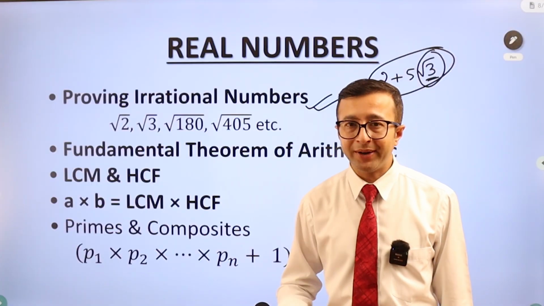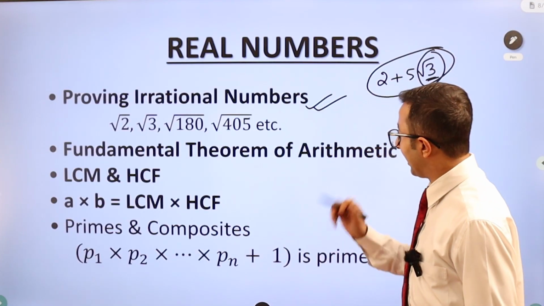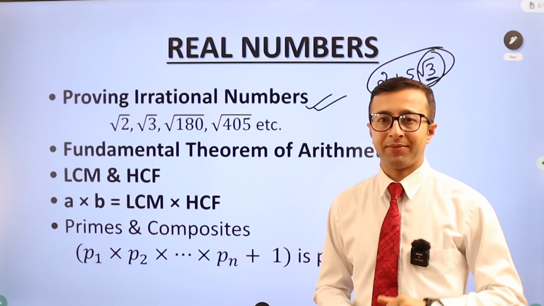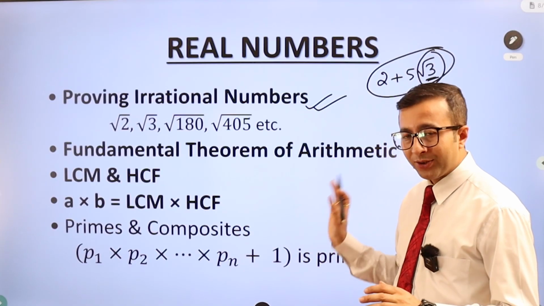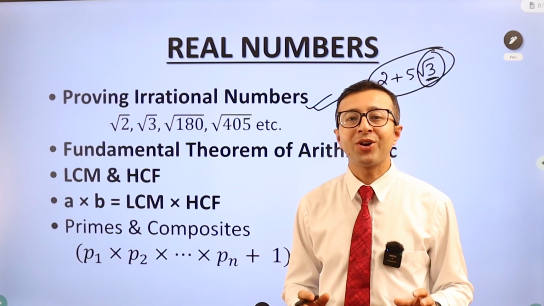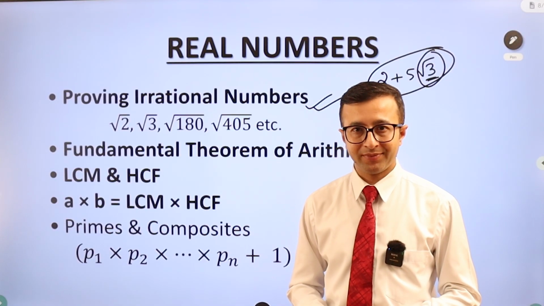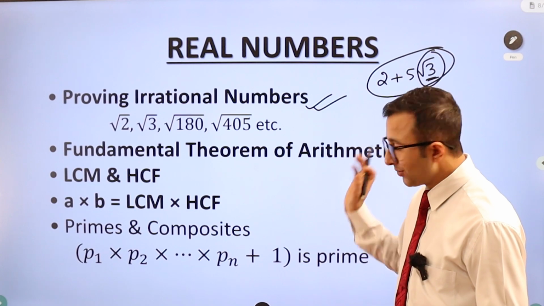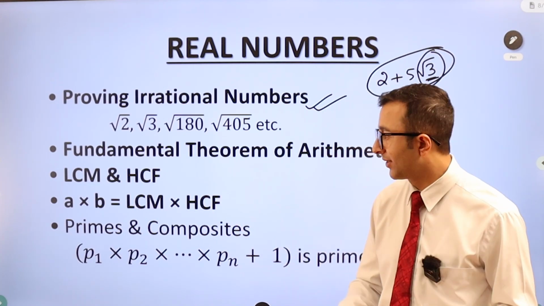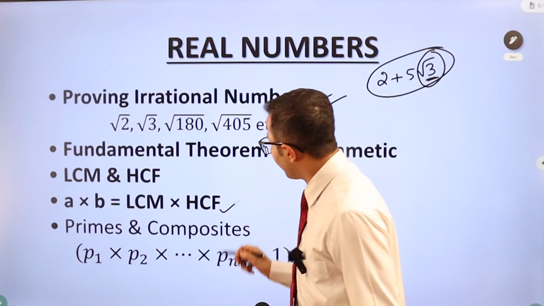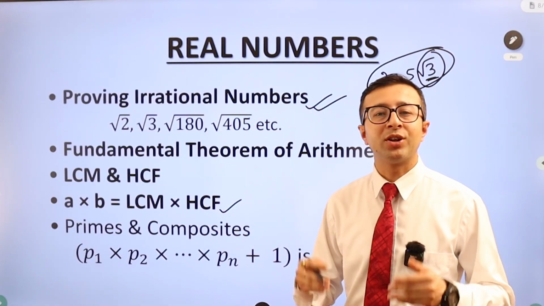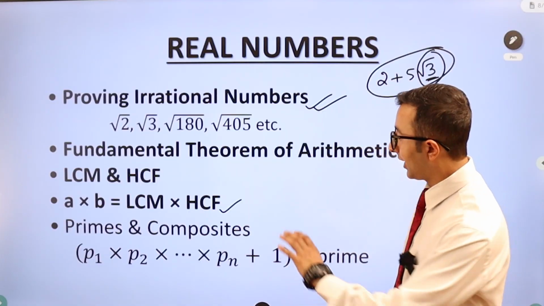So next is the fundamental theorem of arithmetic. From it, you are supposed to find LCM and HCF. The fundamental theorem of arithmetic says that any composite number can be expressed as a product of primes uniquely. Isn't it? That is the statement. By using the prime factorization method, it may be asked to find LCM and HCF. Another question will be asked based on the fact that the product of any two positive numbers is equal to the product of their LCM and HCF.